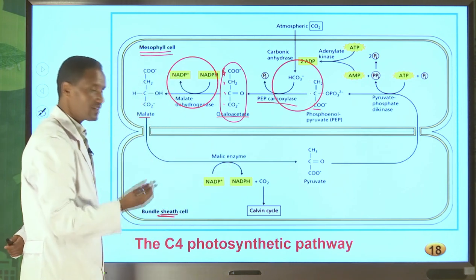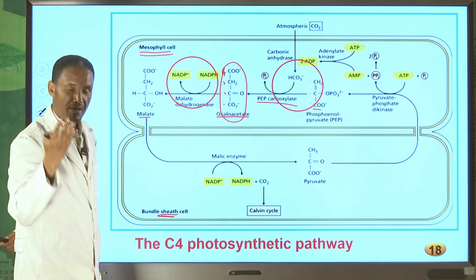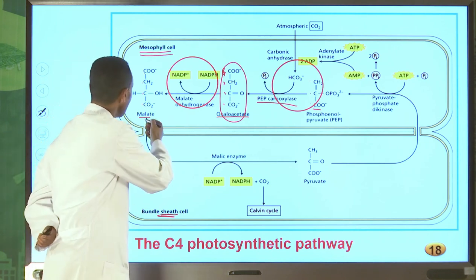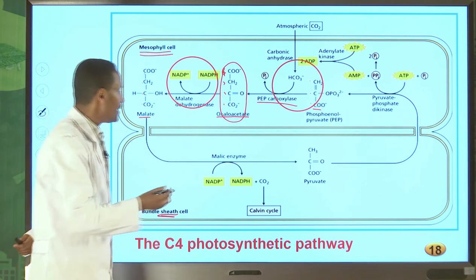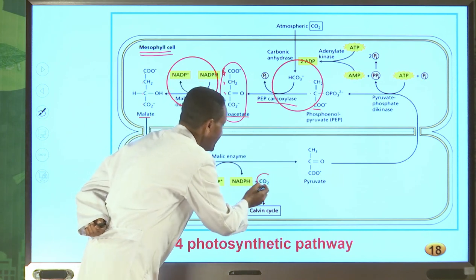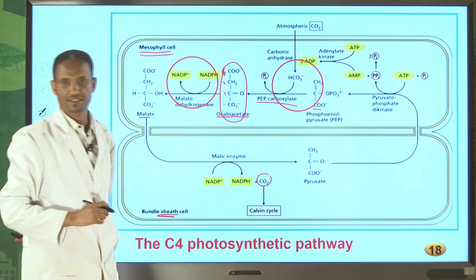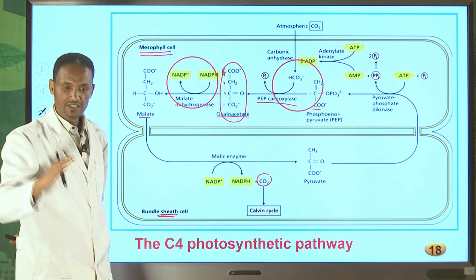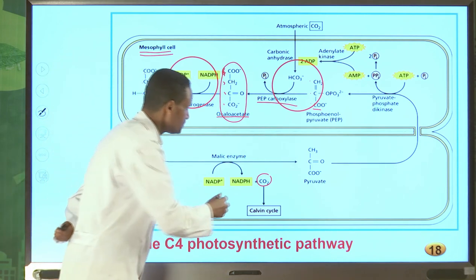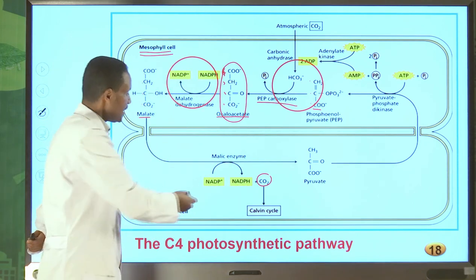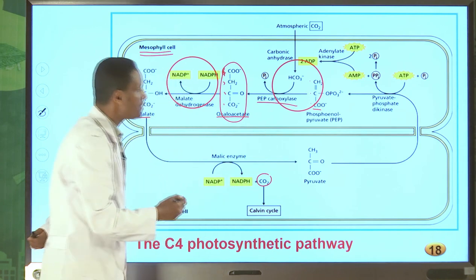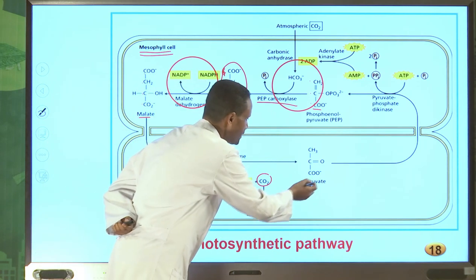At this time, 1 atom of carbon is removed from the malate, and it produces carbon dioxide. Here, decarboxylation takes place. In this case, 1 carbon atom is removed from the process. Then a 3-carbon compound is formed, which is pyruvate.